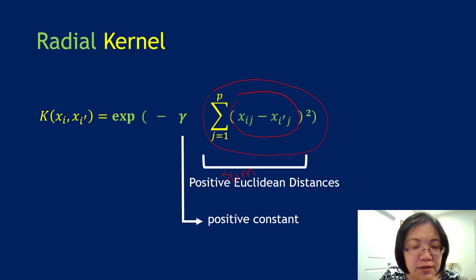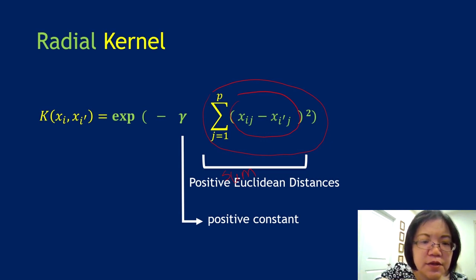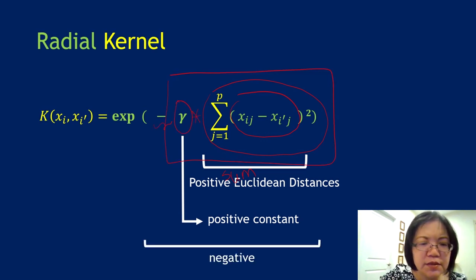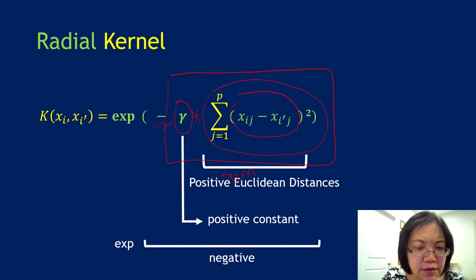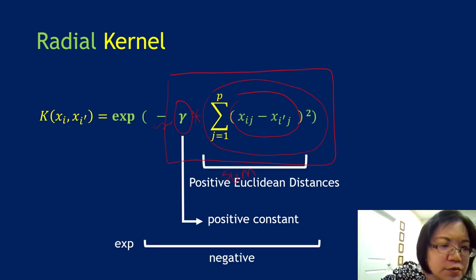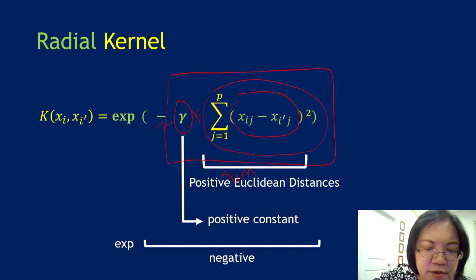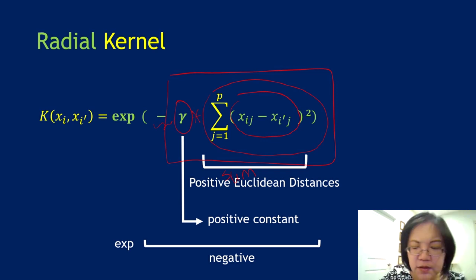And so this is a positive number. Positive times positive. Okay, so this whole thing is positive. And then we add a negative sign to it. So that means this whole term over here is negative. And then we do an exponent of a negative number, which will give us the kernel value. So the kernel value is basically the exponent to this negative degree.